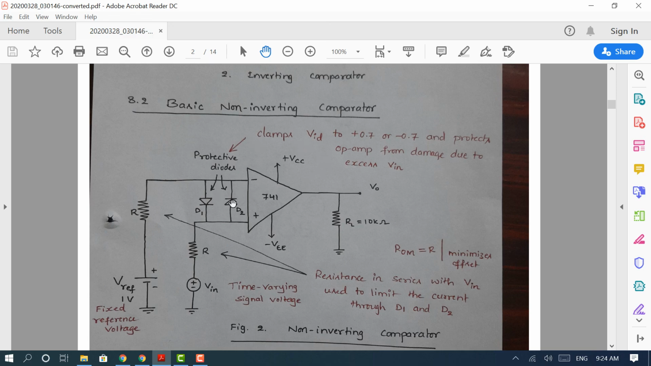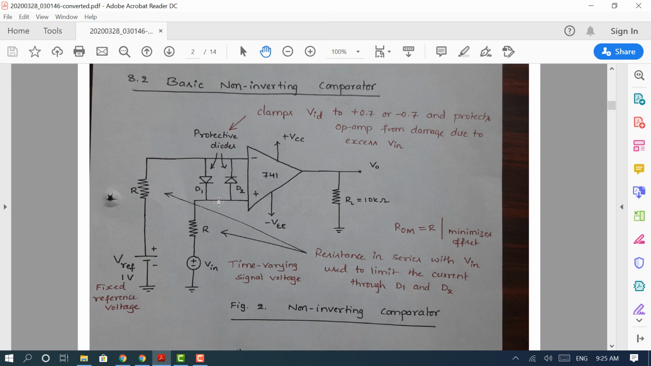Okay, so here the difference voltage will be clamped to either plus 0.7 or minus 0.7, depending on which signal is greater, whether V in is greater or V reference is greater. Depending upon that, the difference voltage at the input of an op-amp will be clamped to either plus 0.7 or minus 0.7. So this protects the op-amp from damage due to excess input signal.